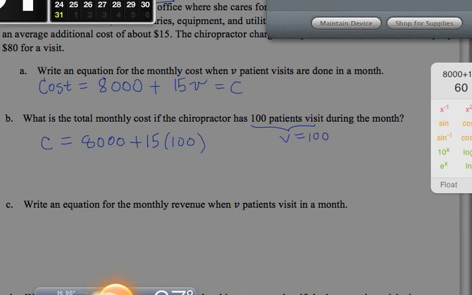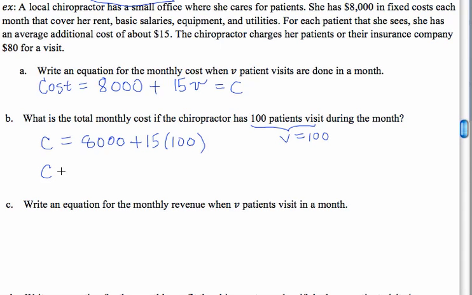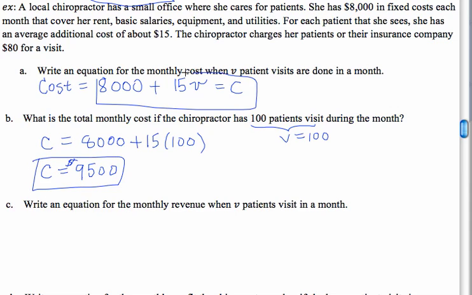Okay, so 8,000 plus 1,500 is 9,500. So the total cost to you to see 100 patients is $9,500. Let's go box all our answers here. Okay, so what is then the equation for the monthly revenue when V patients visit in a month? Your revenue, that's how much you bring in. Well, it says she's charging her patients $80 for a visit, so that's $80 times the number of visits. It's pretty straightforward on that one.